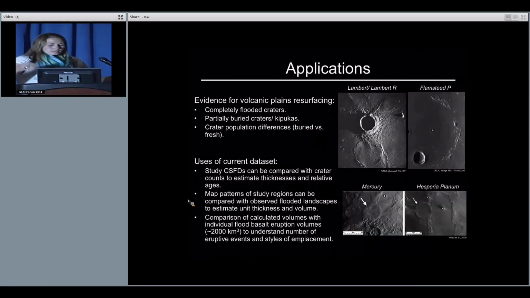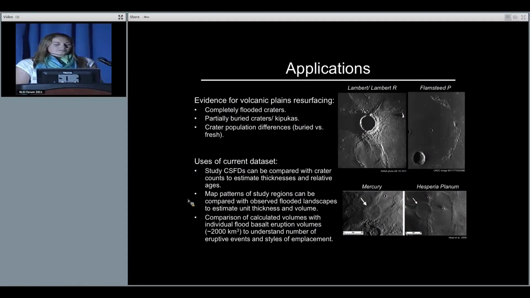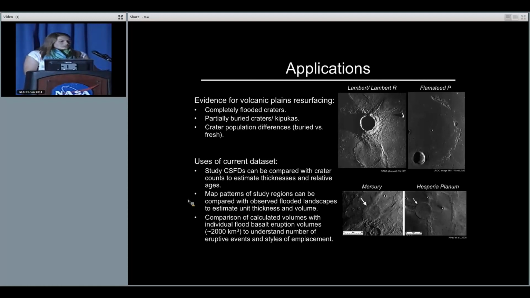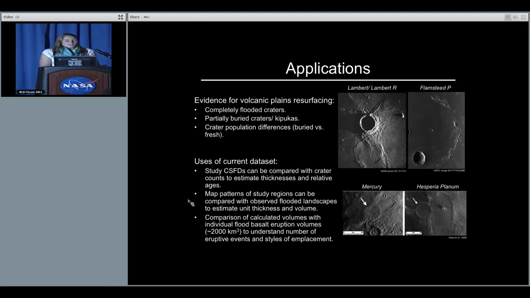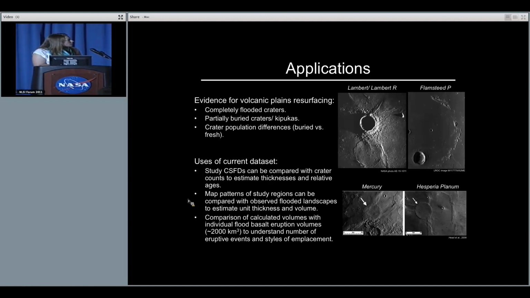And so we want to take these studies that we've been doing and apply them to different planetary surfaces. And so on the Moon, on Mercury, and on Mars, as shown over here, there are various criteria for identifying volcanic plains, and they involve these completely flooded craters that you can see in these 3 images, as well as partially buried craters where you're just seeing the top of the rim or some pre-existing terrain poking up from the volcanic plains. And you can also look at crater population differences between these volcanic plains areas and the surrounding topography.